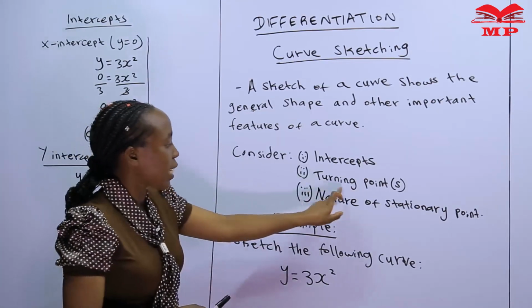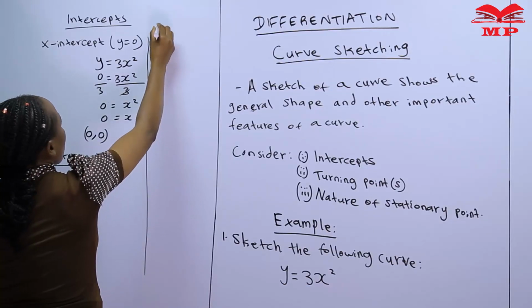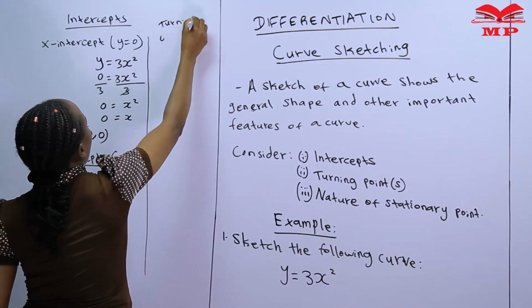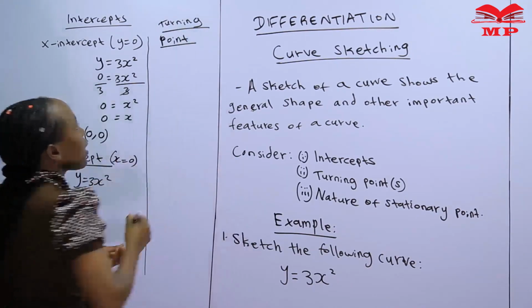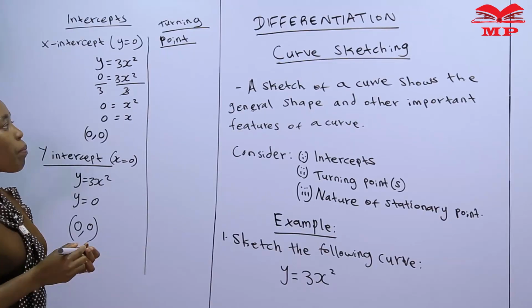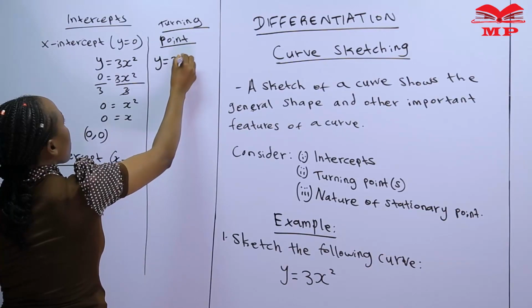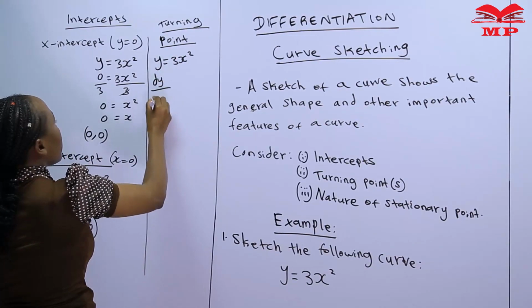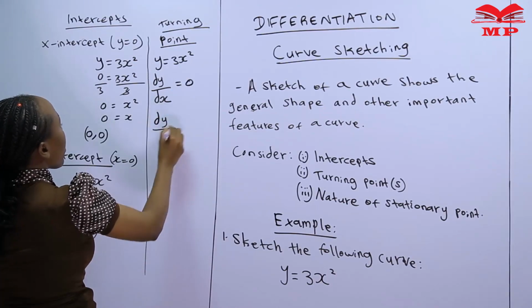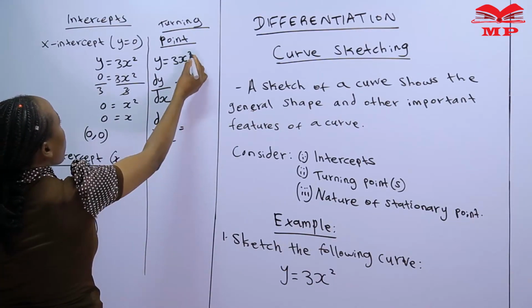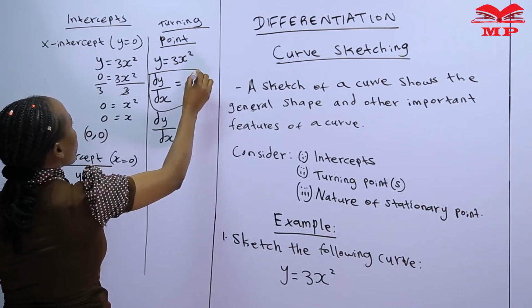Then we move on and get the turning point. We know that at the turning point, or at the stationary point, the gradient is 0. And therefore, if we have our equation 3x squared, the gradient dy all over dx should be equal to 0. This is for the stationary point.